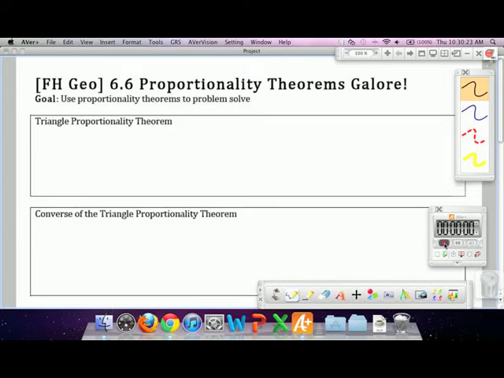Today we're going to have four big theorems that we're going to look at. And they're all going to relate proportional parts within these triangles. The first, we're going to look at this theorem, and it's actually converse. The triangle proportionality theorem says the following.